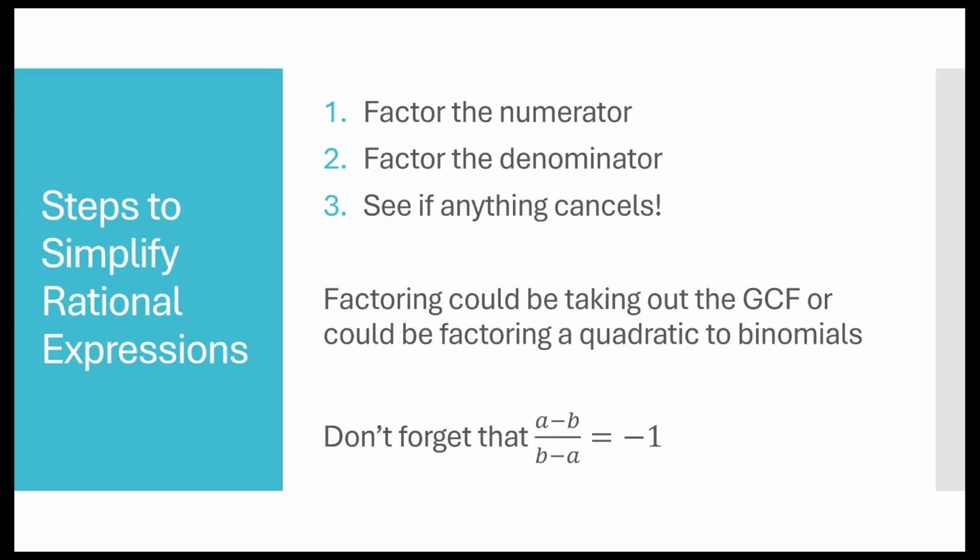So when you sit down to simplify one of these, make sure to factor the top and factor the bottom if you can, and look to see if anything cancels. Factoring could mean that you're just taking out a greatest common factor, or it could mean that you've got a quadratic, and you're going to use the AC method to get it down to binomials. Use this lovely rule. It's going to help you when it comes along.